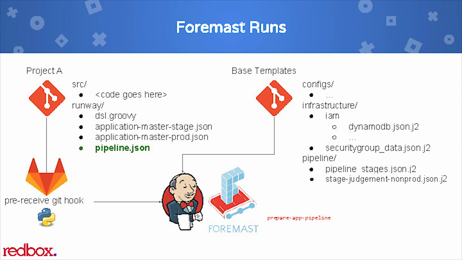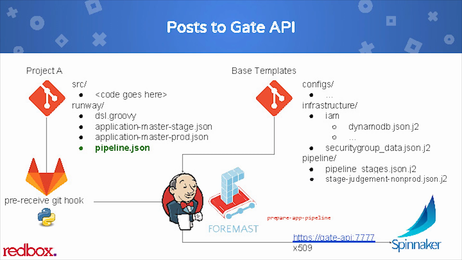The command that you kind of run is prepare-app-pipeline. This is the command to kind of create your Spinnaker pipeline. And it posts to the Gate API at port 8084. There's the API port documentation you should go look at via X509.